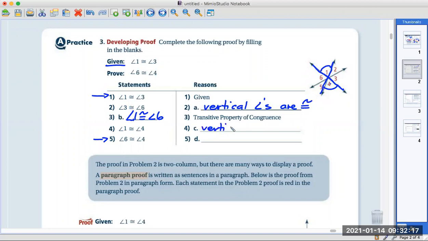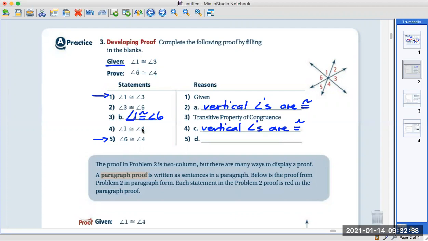Vertical angles are congruent, right? Okay, we're almost done with our proof. I bet it's another transitive property. Look here. Yep. Well, or no, maybe substitution.